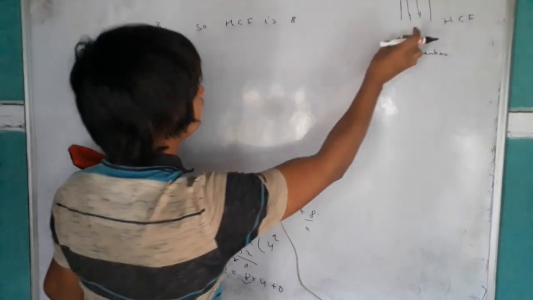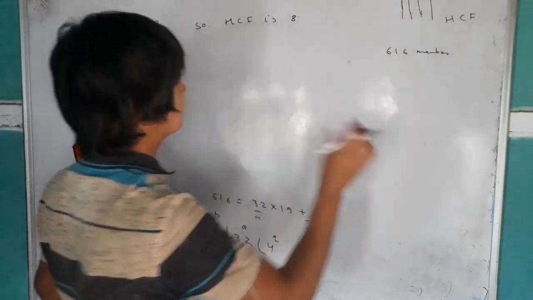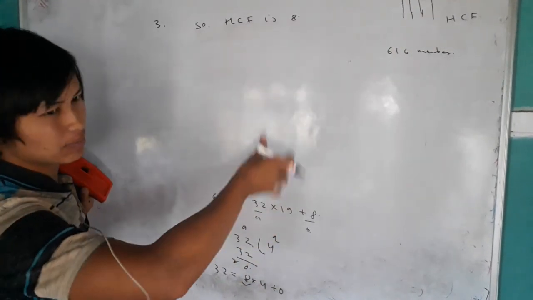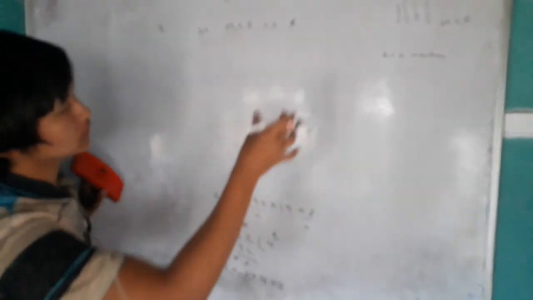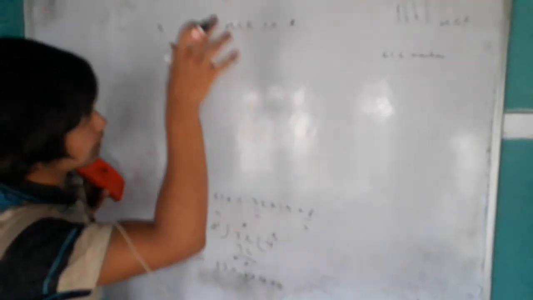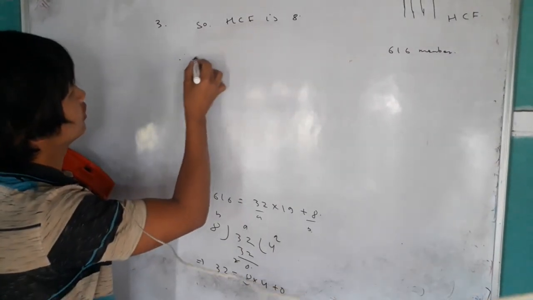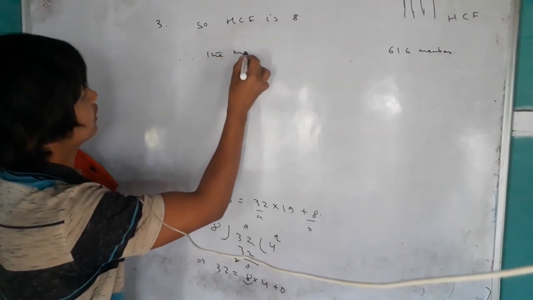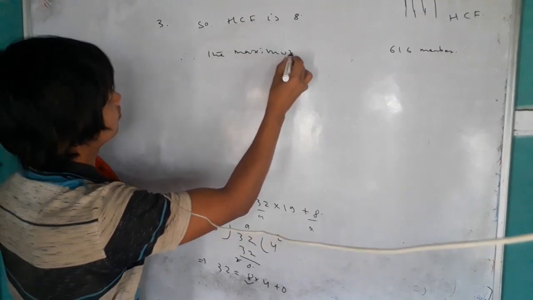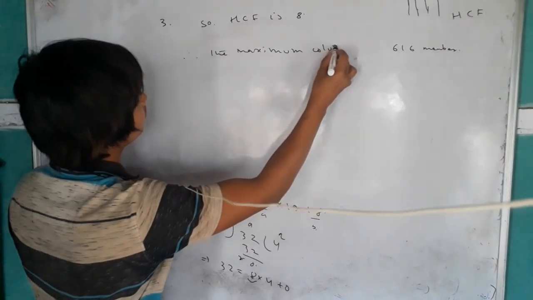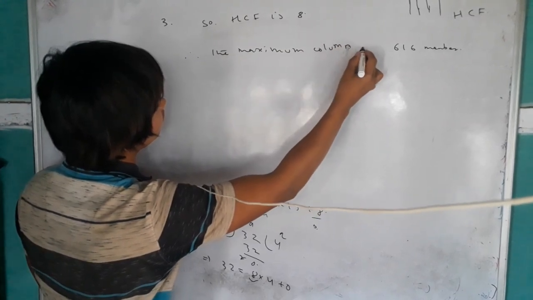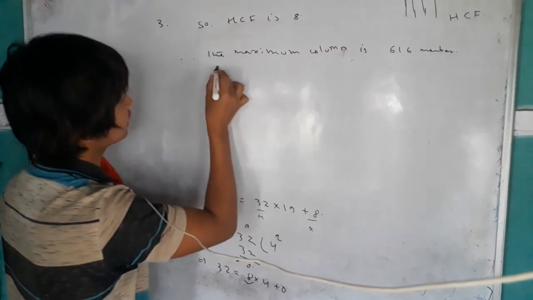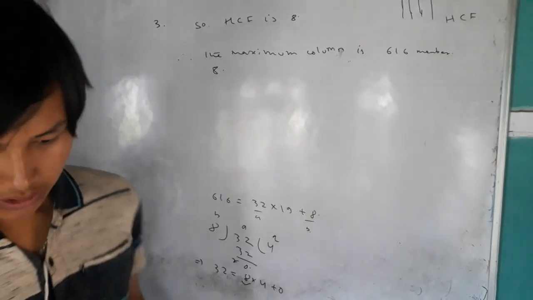the maximum number of matching columns is 8. Means the maximum number they can merge in 32 members, besides the 32 members of 616 members can merge in 8 columns. Therefore the maximum column is 8. Answer is this.